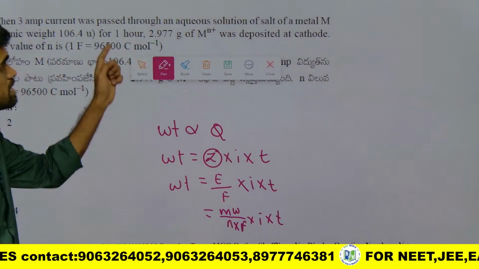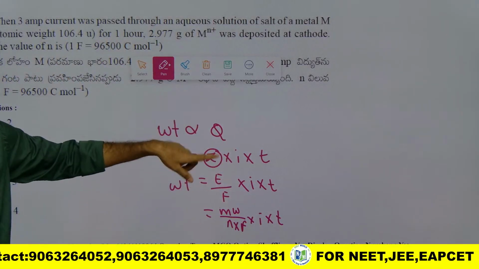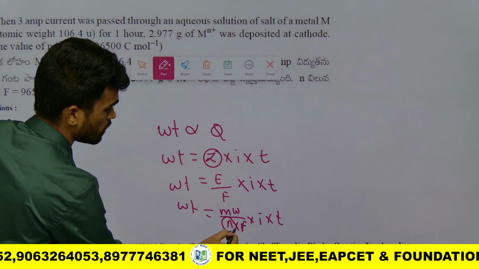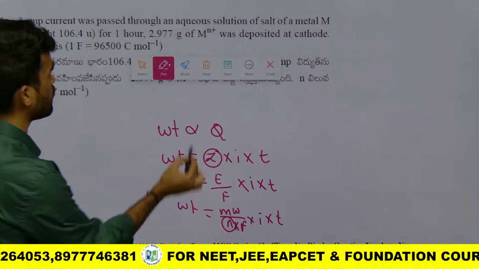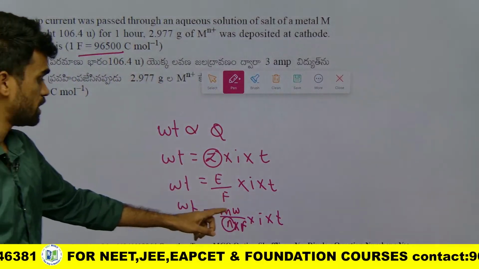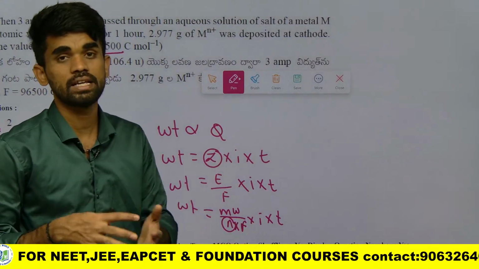Now just substitute these values and tell me the answer for this question in the comment box. You just need to find this n value here, that's it. Put the F value they mentioned here and you will get the answer. Tell me in the comment box. If not, I will explain it in the next session.